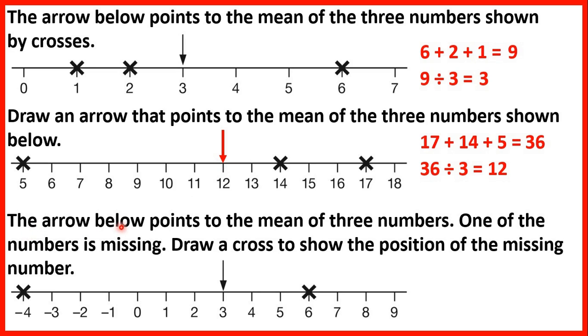Now, the arrow below points to the mean of 3 numbers. One of the numbers is missing. Draw a cross to show the position of the missing number.